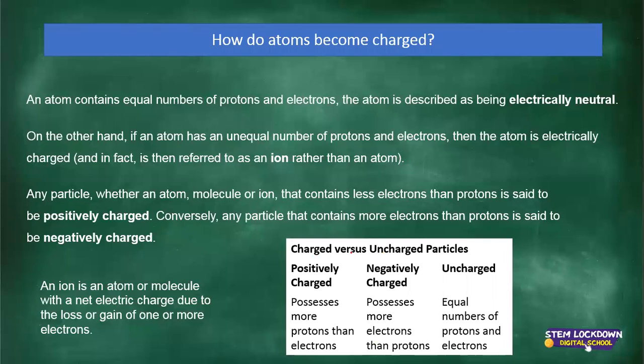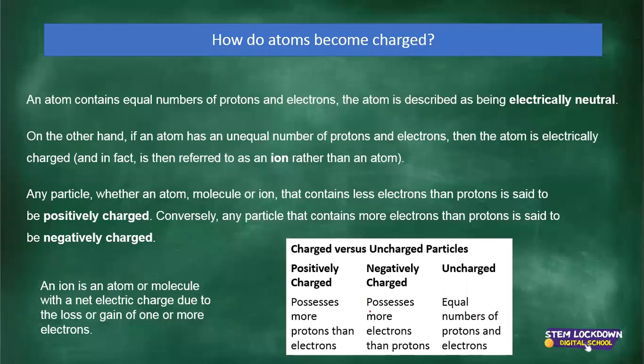So we say charged versus uncharged objects. I put it in a table for you. Positively charged means it possesses more protons than electrons. If it's negatively charged, it possesses more electrons than protons. And uncharged means that there is an equal number, there's a balance. For example, 5 marbles, which are 5 electrons in your right hand, equal 5 marbles, 5 protons in your left hand. So it's equal, it's balanced.